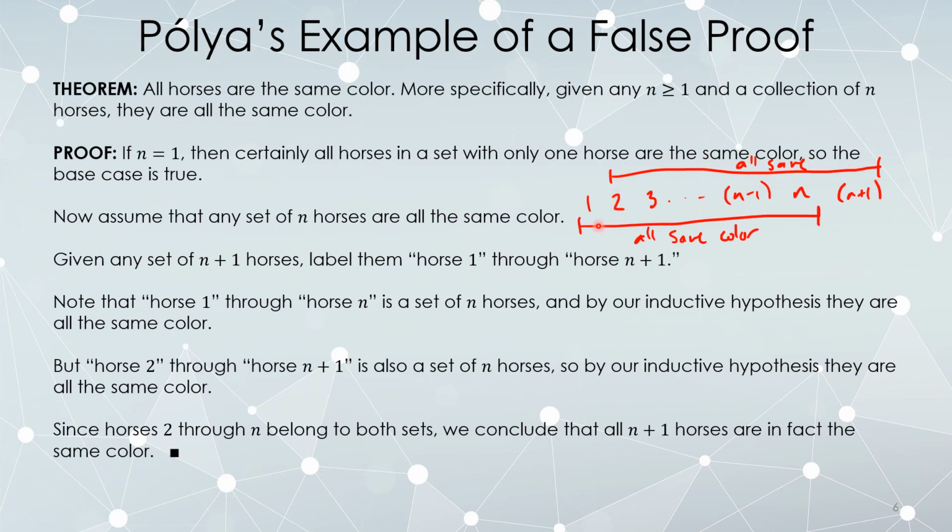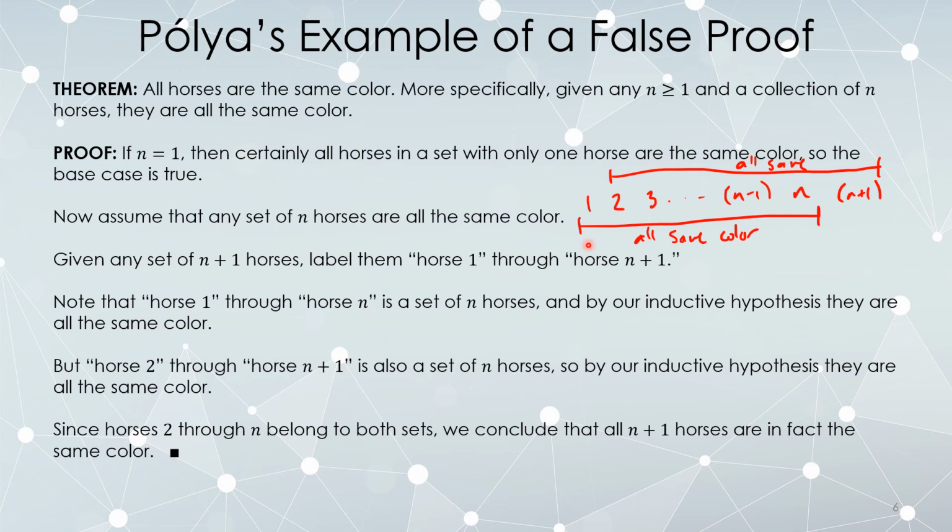So by assuming that any set of n horses had the same color, we were in fact able to take a set of n plus 1 horses, represent it as two separate collections of n horses, apply our inductive hypothesis to those sets, and conclude that in fact the overall collection of n plus 1 horses all have the same color.